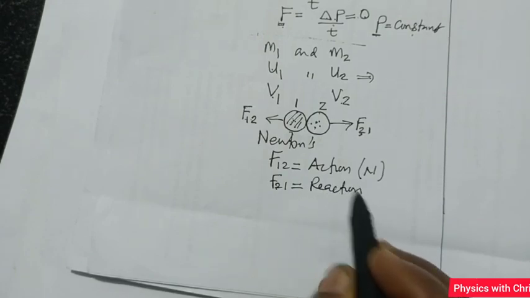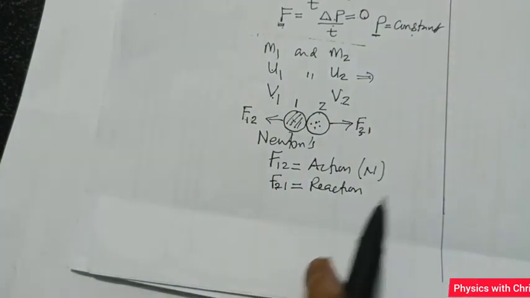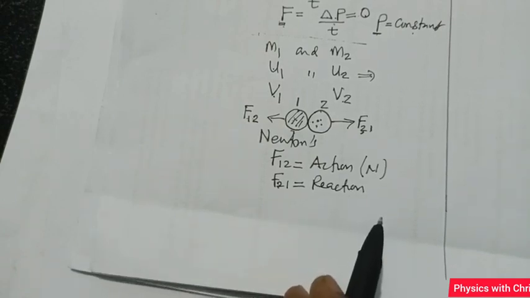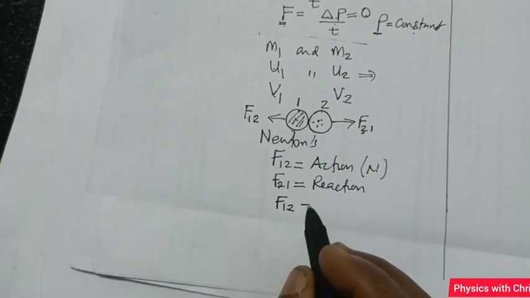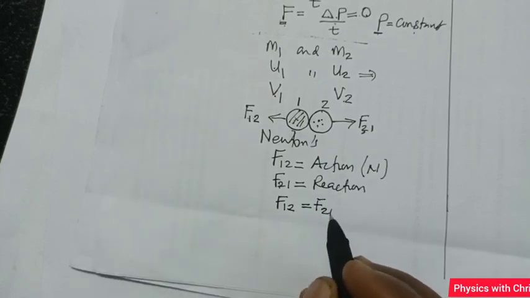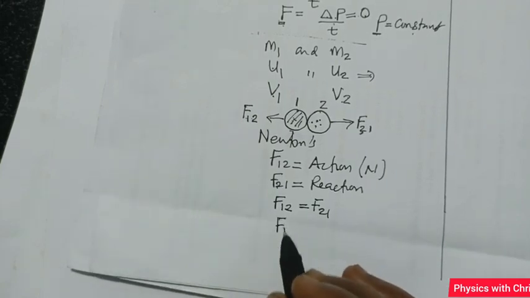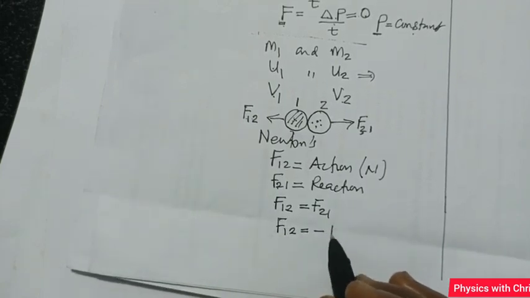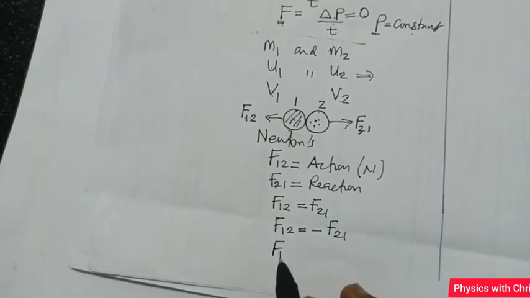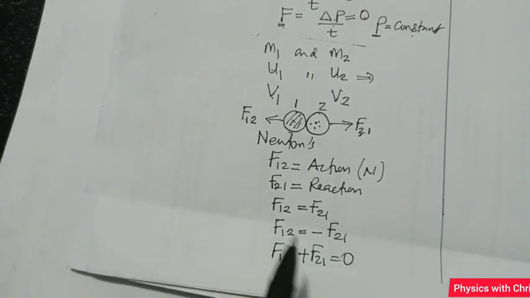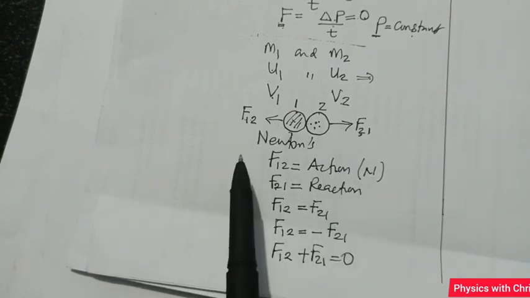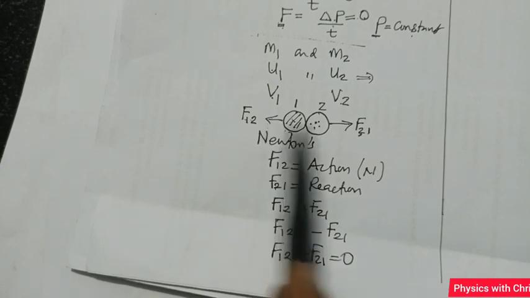So what Newton's third law is saying is that during collision, since the two masses exert a force on each other, in terms of magnitude the two forces are equal, that is, F12 equals F21. But in terms of direction, the two forces act opposite to each other, that is, F12 equals minus F21. So if I bring this to this side, the sum of the forces F12 plus F21 is equal to 0. Since the two forces are equal and act in opposite directions, their resultant is the difference between them.